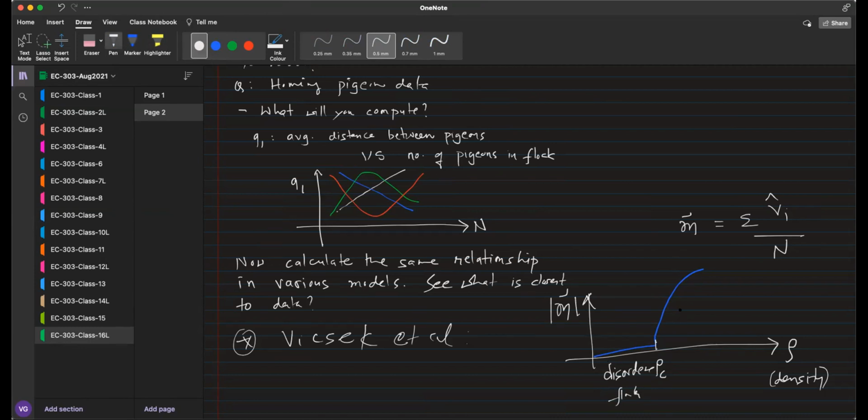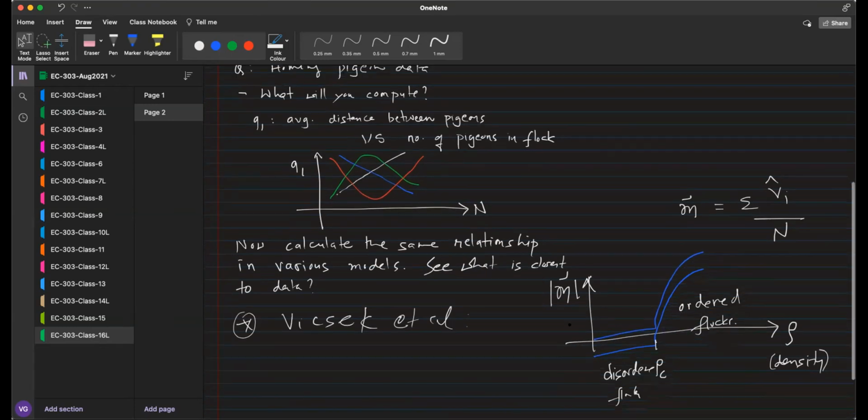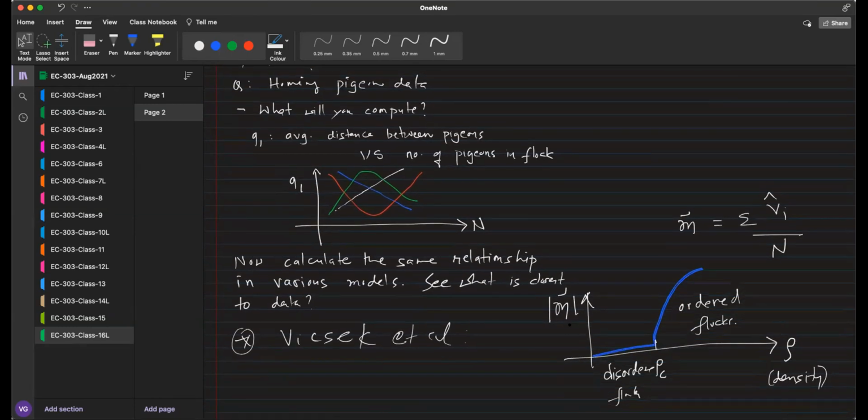And then you have the order setting in, a flock. So here, of course, a flock is not a single unit. By the way, it's the entire population. The M is calculated for the entire population that you see in your simulations. Okay, this is the prediction that this model actually makes.